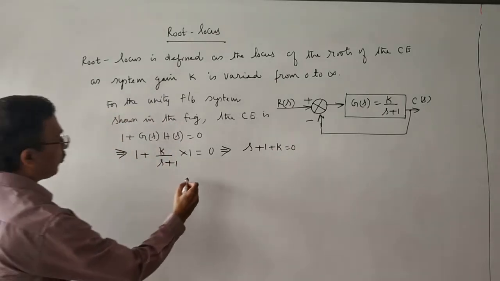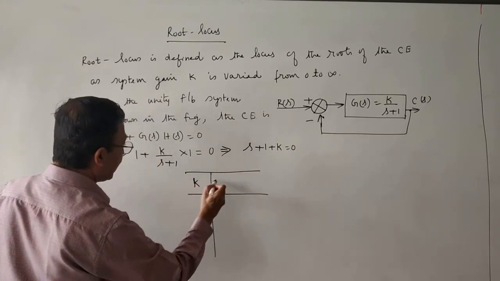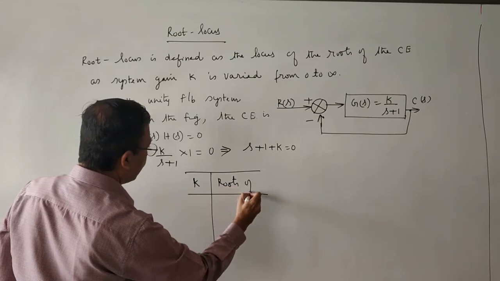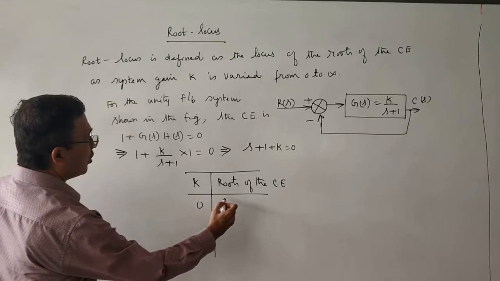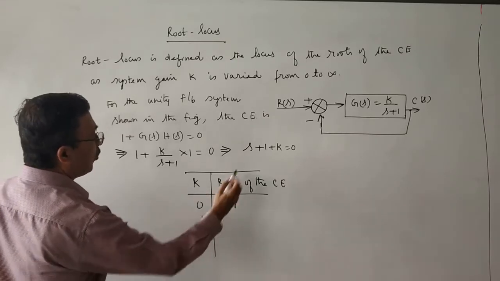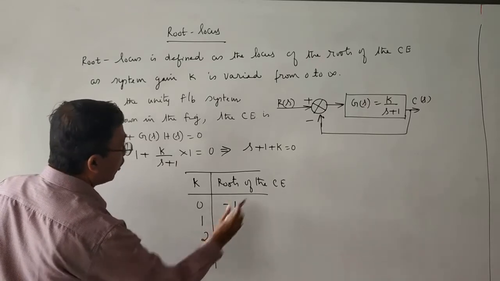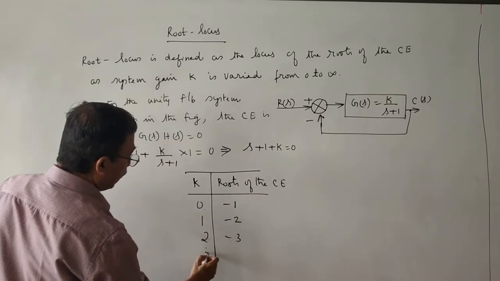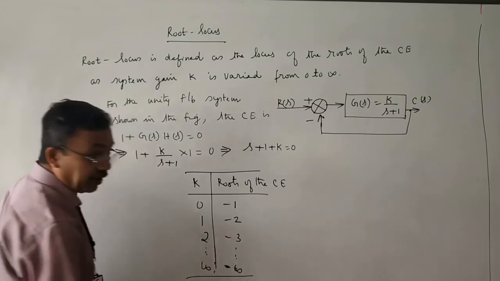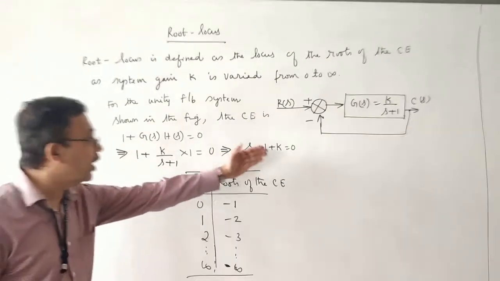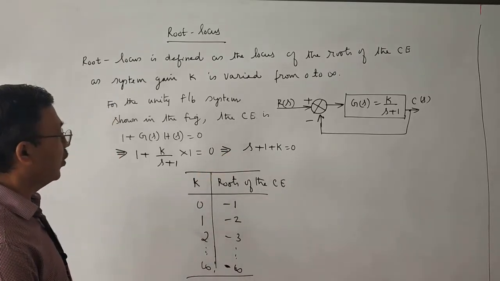Now I will make a small table. Here I will write system gain k. Here I will write roots of the characteristic equation. When k is 0, s is minus 1. When k is 1, the root is minus 2. When k is 2, the root is minus 3. When k is infinity, the root is minus infinity. What I have done is, for different values of k, starting from 0 to infinity, I have got the roots of the characteristic equation.